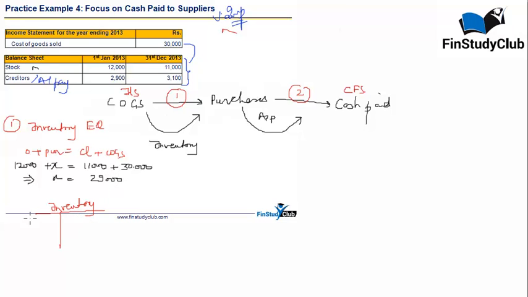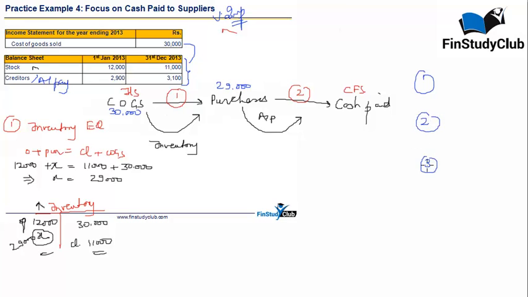29,000. If I were to do the same thing, I have opening inventory of 12, I have a closing inventory of 11. My purchases will be obviously adding to my inventory balance as X, and the consumption, which will reduce the inventory, is 30. So effectively I'm going to get the same number of 29. So I have arrived at my first step, and from 30,000 of COGS I have jumped to a purchase of 29.